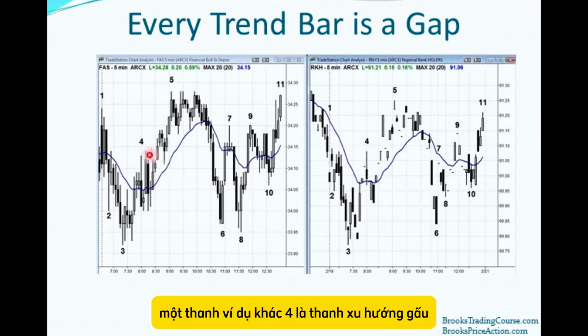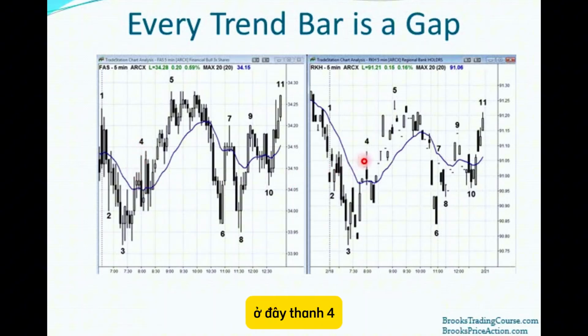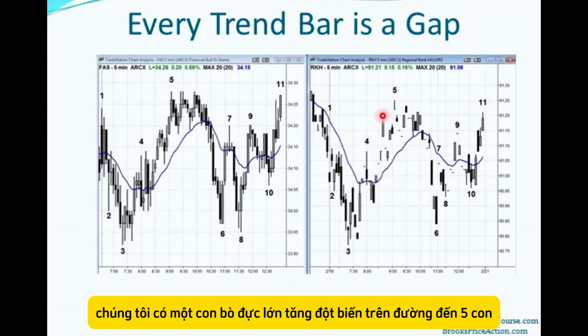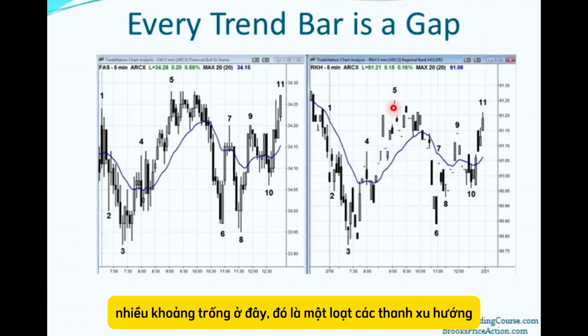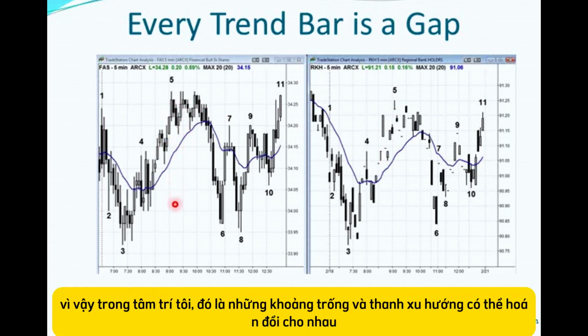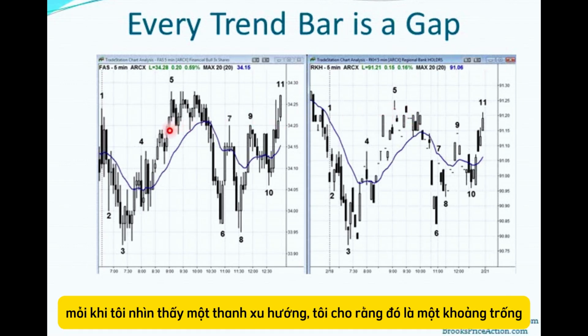Another example, bar 4 is a bear trend bar. Over here, bar 4, there was a gap down. Here we have a big bull spike up on the way to 5, many gaps. Over here it's a series of trend bars. So in my mind, it's interchangeable, gaps and trend bars. Every time I see a trend bar, I assume it's a gap.